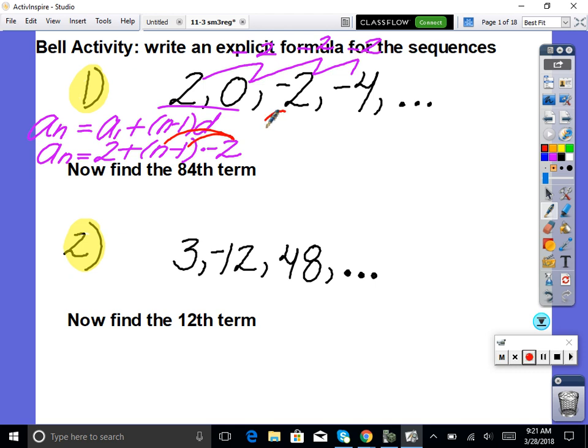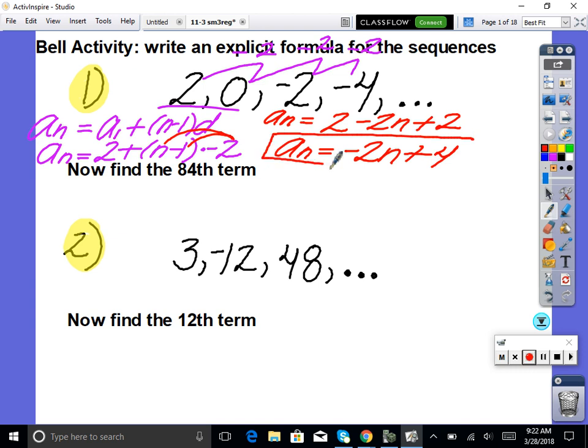You're going to be doing that today, so you should be practicing that. So then we have this, a sub n is equal to, if we still have this 2, and then now we have -2n, and then we have now plus 2. So our final answer, our general formula, a sub n is equal to -2n, let's write it in standard form, and then isn't it plus 4? There's our general explicit formula. That's the formula that gives us every one of these pieces in the sequence. Do you understand that?